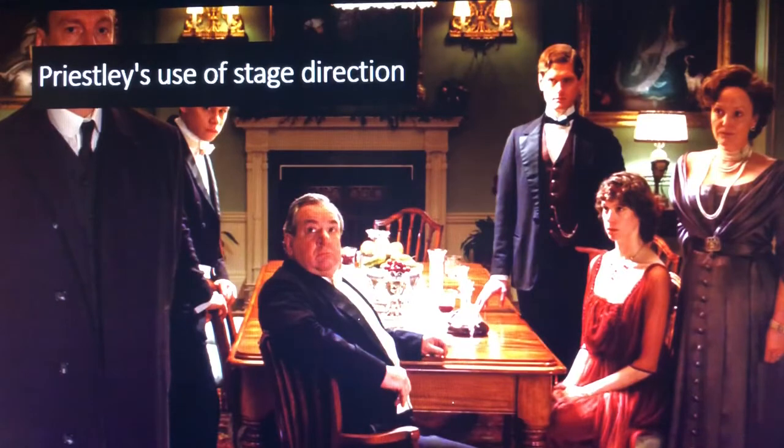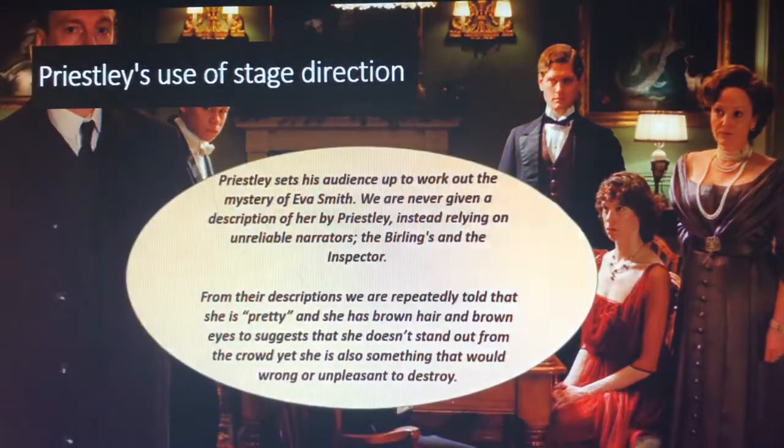As normal, we're going to start by looking at stage direction. Priestley sets his audience up to work out the mystery of Eva Smith. We are never given a description of her by Priestley, instead relying on, perhaps unreliable narrators, the Birlings and of course the Inspector himself. From their descriptions, we are repeatedly told that she is pretty, and that she has brown hair and brown eyes, to suggest that she doesn't stand out from the crowd, yet she's also something that would be wrong or unpleasant to destroy.